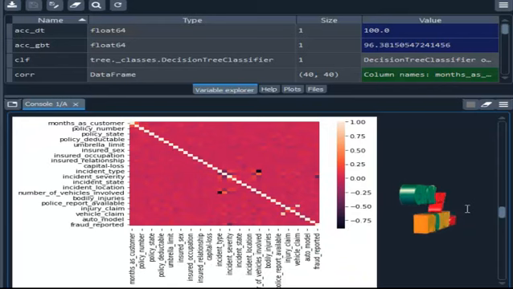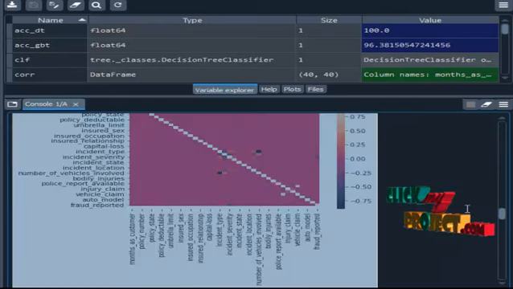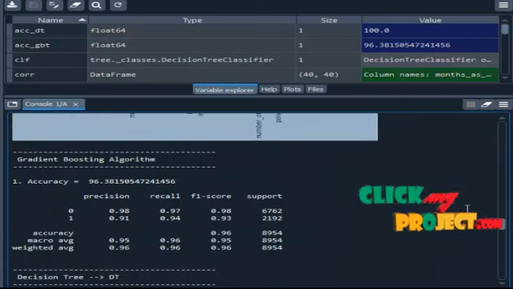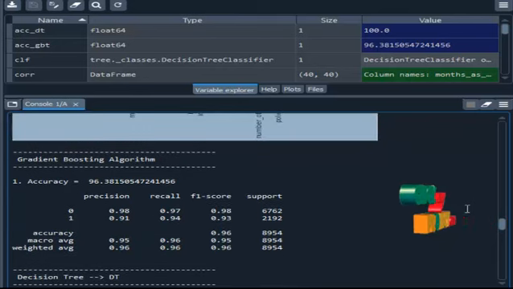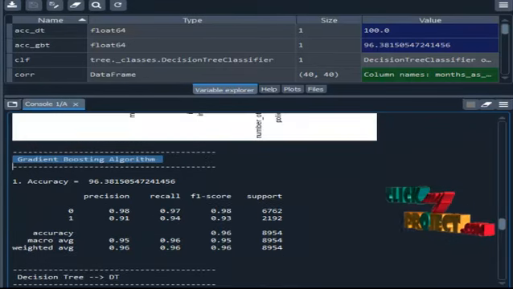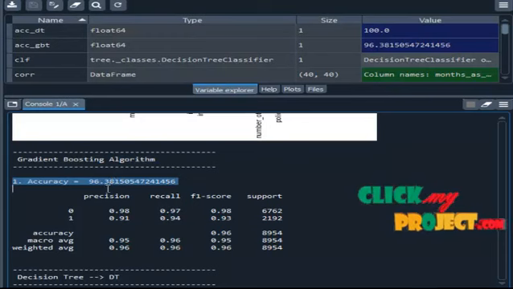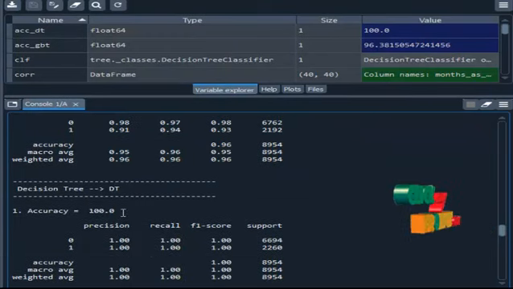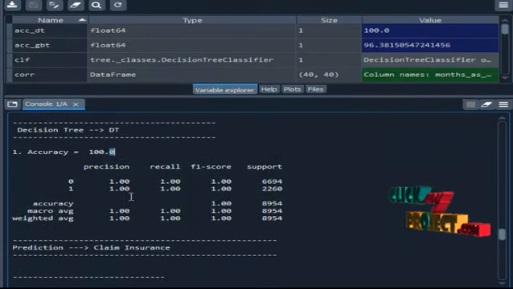This is the visualization graph for feature selection, that is the correlation. Then we implemented two different algorithms. One is gradient boosting. In gradient boosting, we got 96% accuracy, and in decision tree 100%.